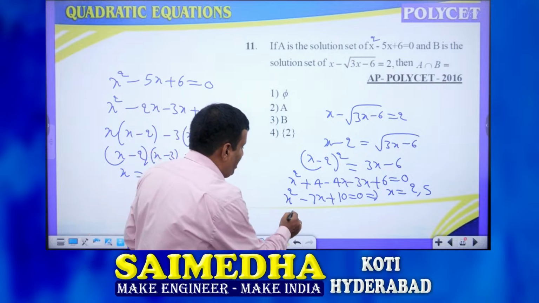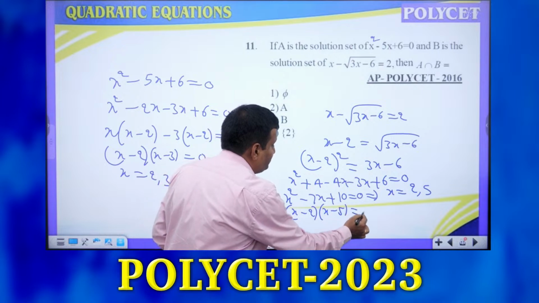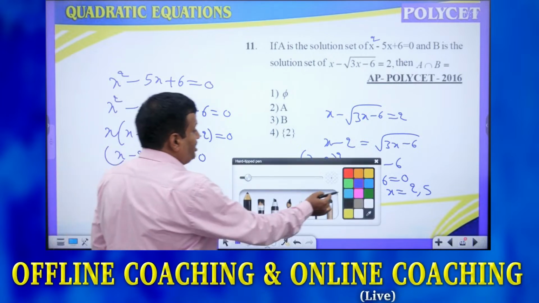What factors do we get here? x minus 2, x minus 5 are the factors. What are the roots here? 2 and 5. If you observe here, what are the different roots we are getting?